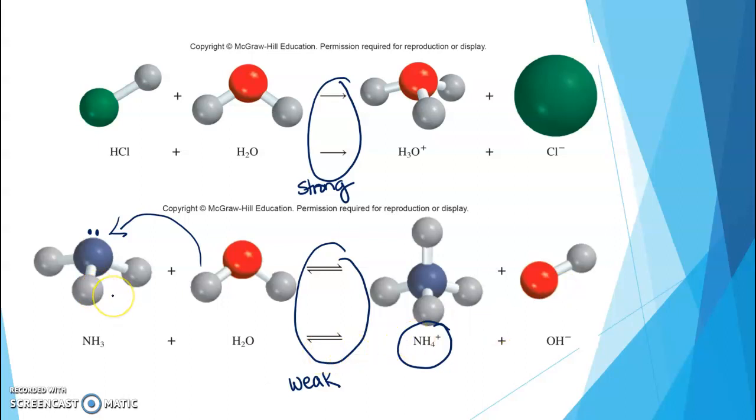So if we were looking at an aqueous ammonia solution, what we'd find is just a few of these are actually in this form. And so we have to have that reversible arrow.